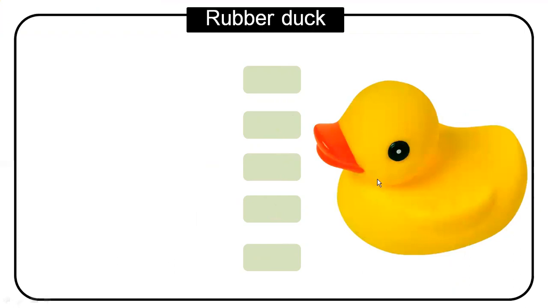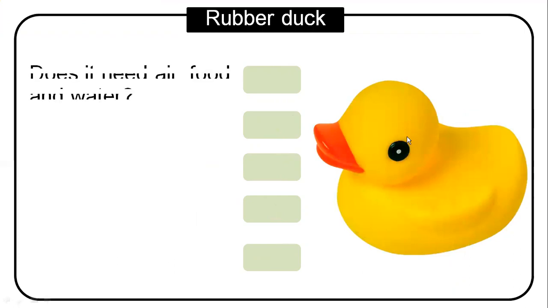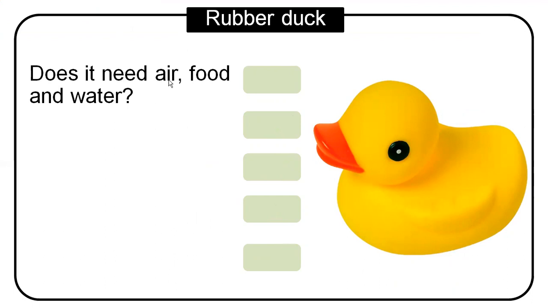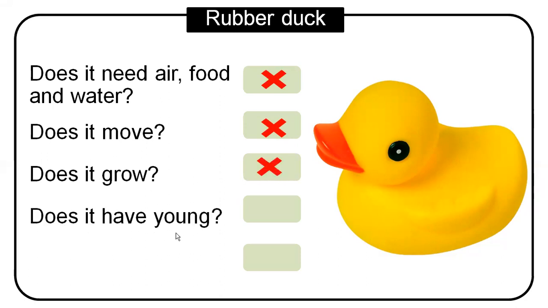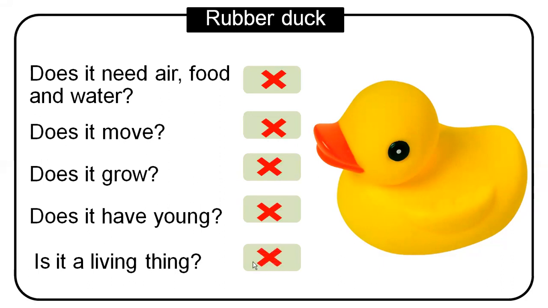Next, what is this? This is a rubber duck. Does it need air, food, and water? No. Does it move? No. Does it grow? No. Does it have young? No. Is it a living thing? No. Because rubber duck is non-living thing.